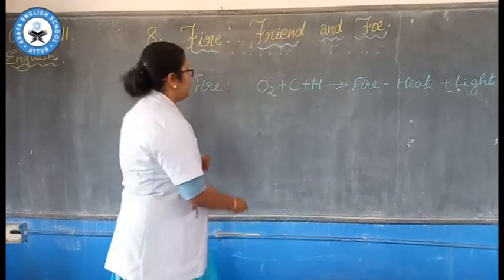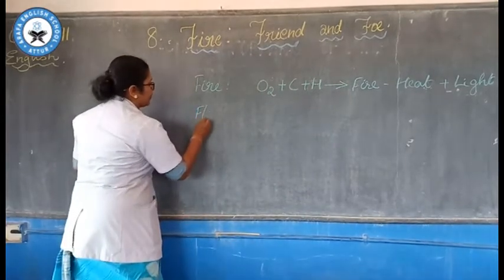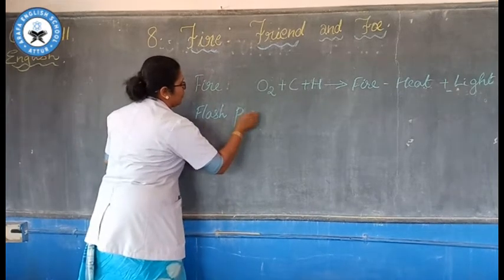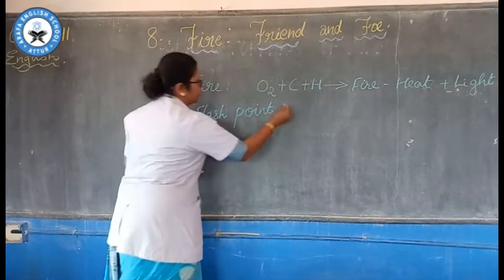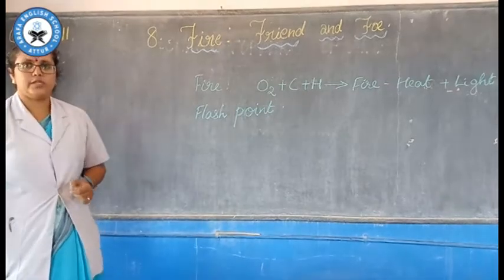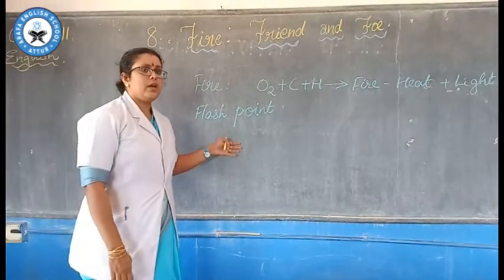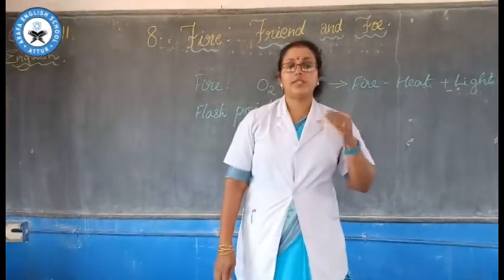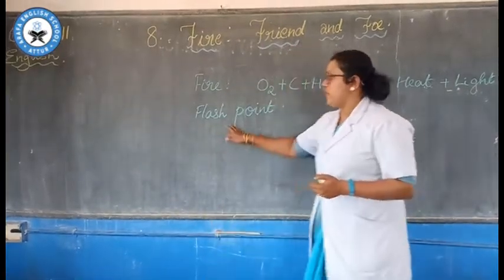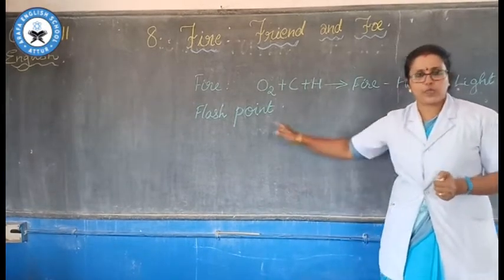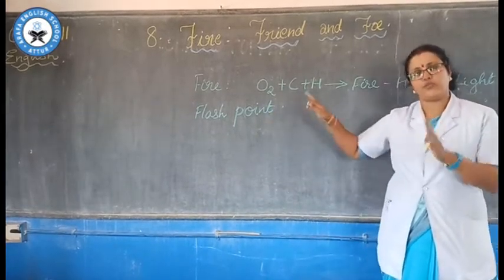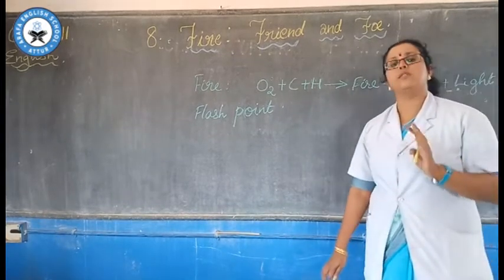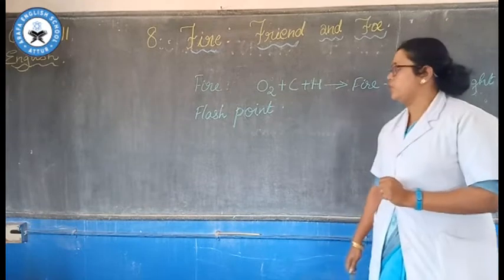So what is that particular temperature called? It is called flash point. What is flash point then? The temperature at which a fuel starts burning is called flash point. Flash point means the temperature at which a fuel starts burning or it catches fire.